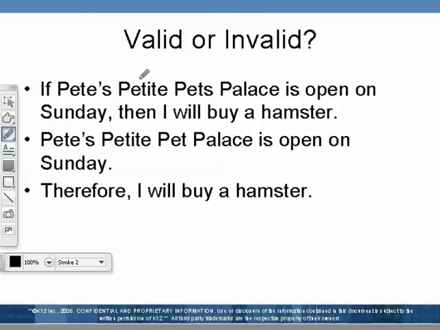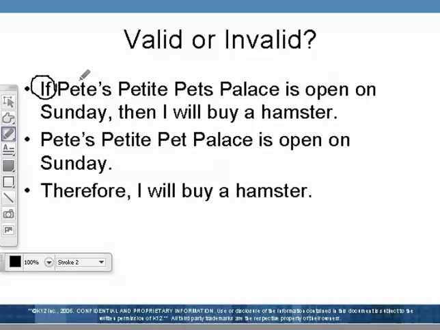If Pete's Petite Pet Palace is open on Sunday, then I'll buy a hamster. Pete's Petite Pet Palace is open on Sunday, therefore I will buy a hamster. Let's look at it. How many if statements do we see? 1. Must be the law of detachment.